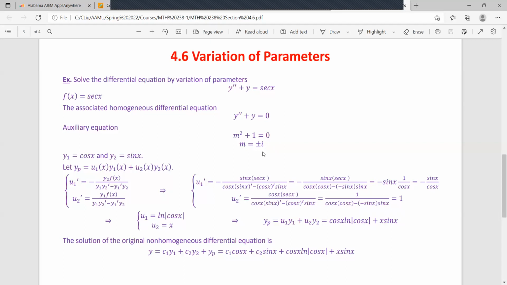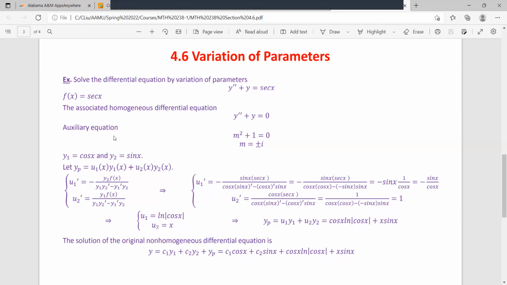We don't have any number to multiply this i, so it just gives the argument x, and also we don't have any real part for this m. They are pure imaginary. That means we only have cosine x, sine x. We don't have exponential functions, if you remember how to solve homogeneous differential equations. So these are the two linearly independent solutions for the associated homogeneous equation.